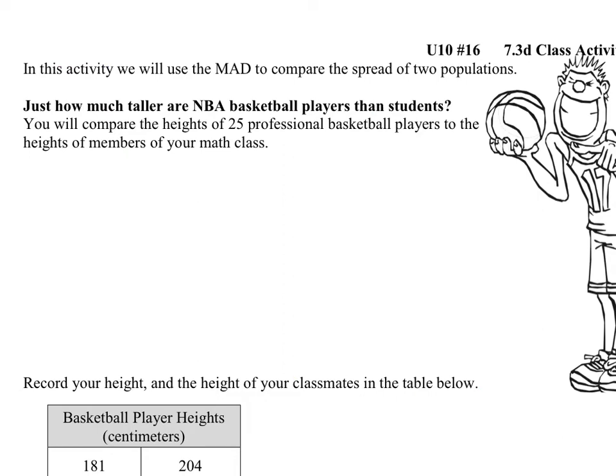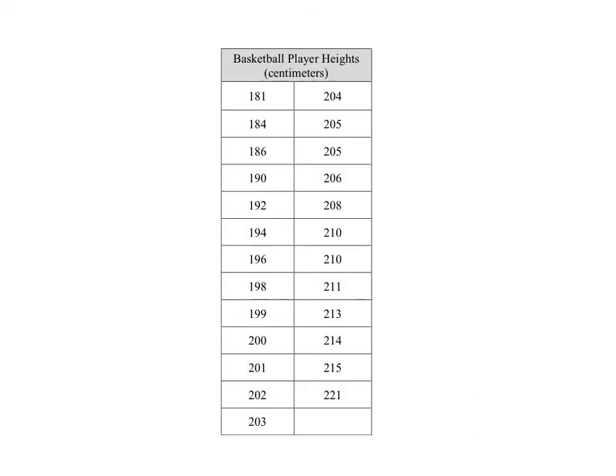So part 2 of this, we have this activity for the mat as well. But now we're looking at NBA basketball players rather than students. And we're going to compare the heights of 25 professional basketball players. We don't know their names. We just have their heights right here. So don't worry about recording your heights. We're just going to find the mean absolute deviation for the basketball players. It may be helpful to find the mean first.